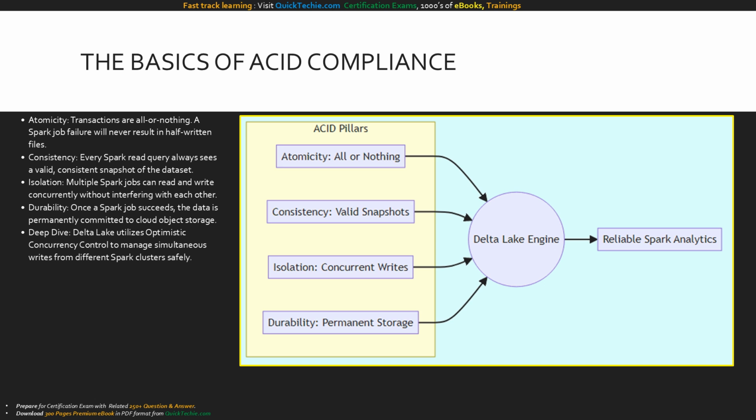In this block diagram, we visualize the 4 pillars of ACID that Delta Lake actively injects into your Apache Spark environment. Atomicity blocks partial writes from entering your downstream pipelines. Consistency blocks dirty reads, ensuring analysts always see the truth. Isolation safely manages concurrent Spark pipelines, preventing write conflicts, and durability ensures your data survives catastrophic cluster failures. Notice how all 4 pillars feed directly into the central Delta Lake engine. By enforcing these rules strictly, Delta Lake guarantees that your downstream systems receive only reliable, production-ready Spark analytics, completely eliminating the need for complex, manual data validation scripts.